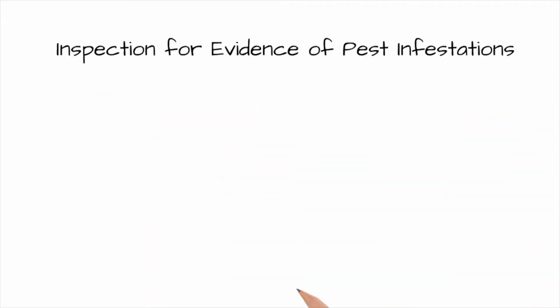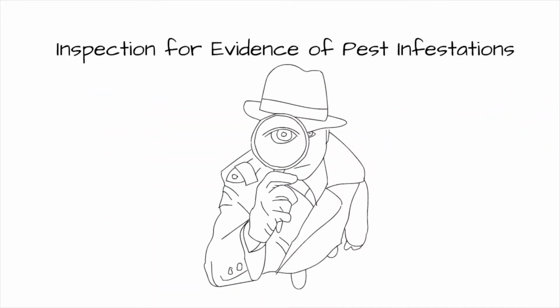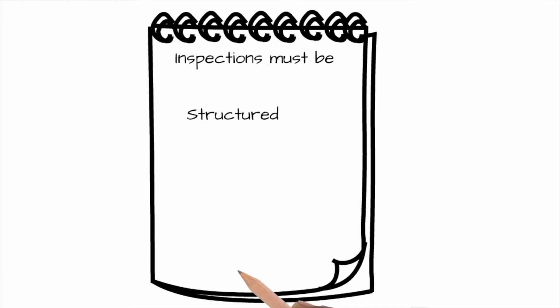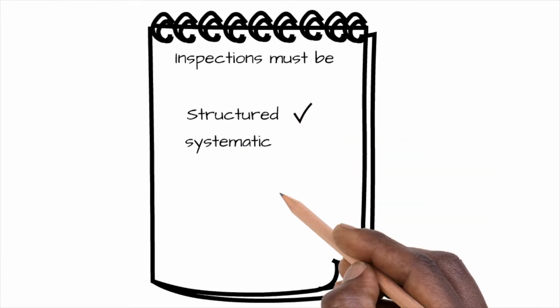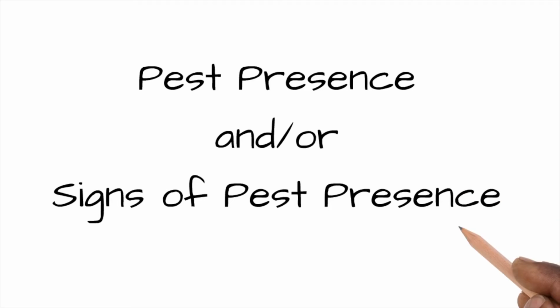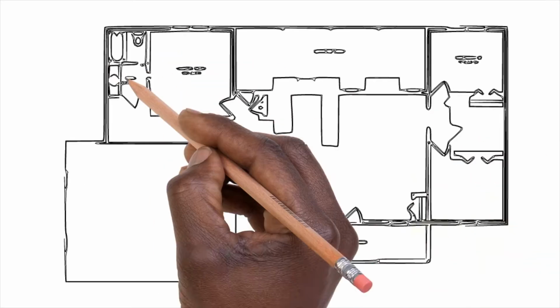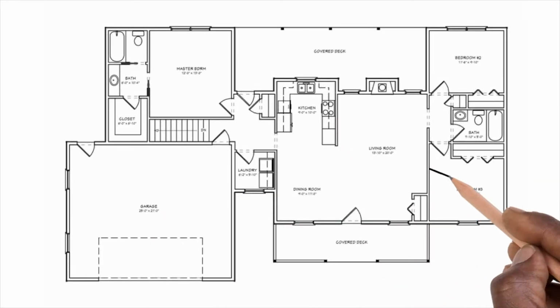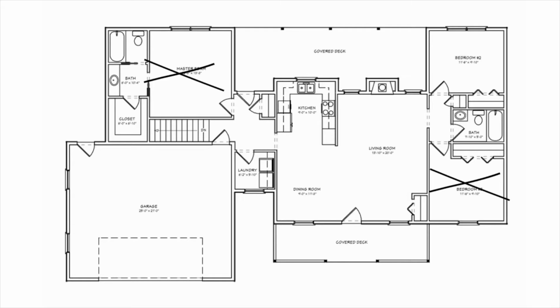Inspection for evidence of pest infestations. Inspection should be performed in a structured and systematic manner. Pest presence and/or signs of pest presence. Pests do not infest uniformly. They focus on specific areas. These sites must be located.